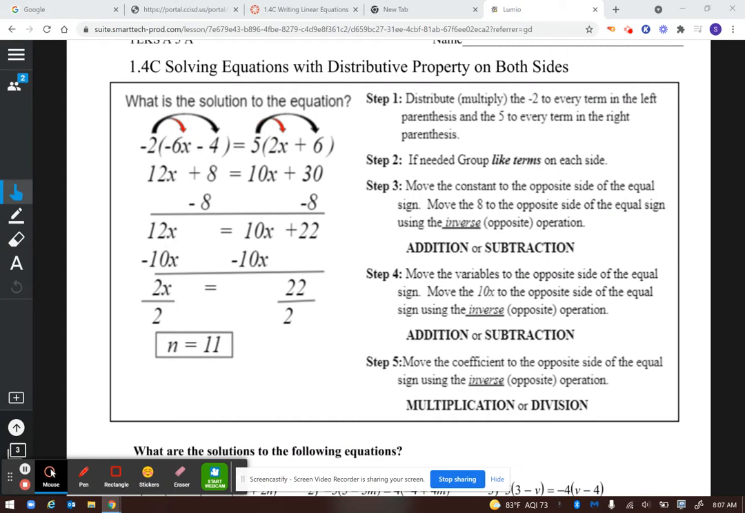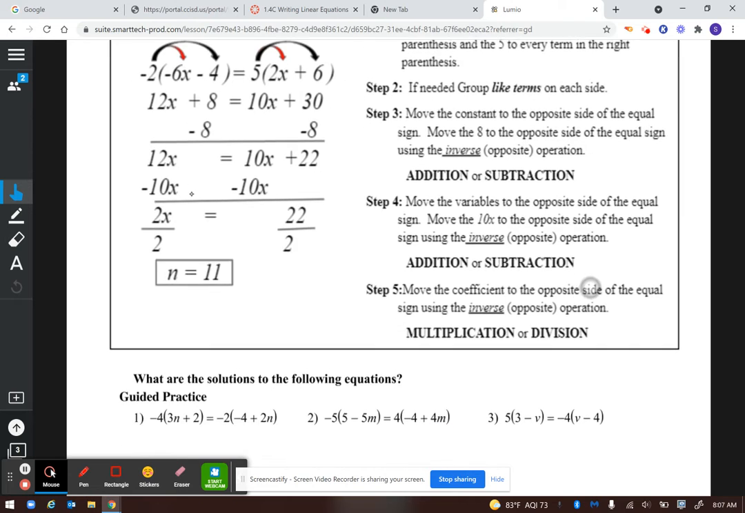Hey there. This lesson is about the distributive property on both sides of the equation. If you haven't already checked out the videos or the lessons from 1.4a, b, and c, this is a slow build up throughout the week. So if you need to go back and look at the other ones, please do so.